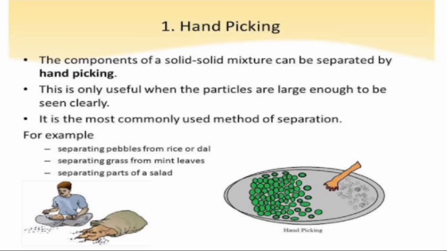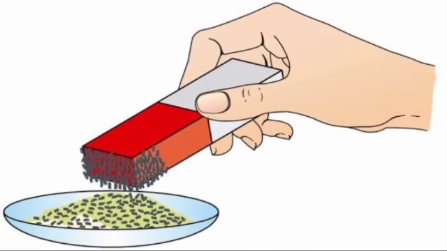So, the next common method is magnetic separation. Suppose you have a mixture of plastic beads and solid iron beads of the same size in a container, how would you separate such a mixture? Can you do it easily by hand picking? Or are you thinking what would happen if you brought a magnet near the mixture? When a magnet is brought close to the mixture, the iron beads get attracted to the magnet and thus get separated from the plastic beads.